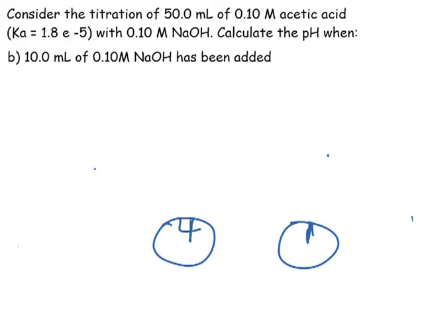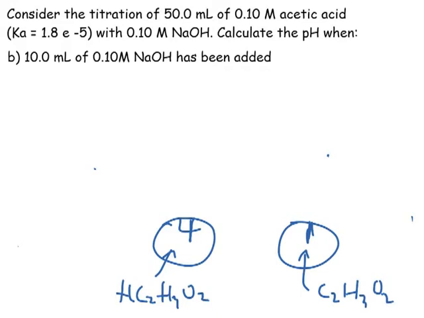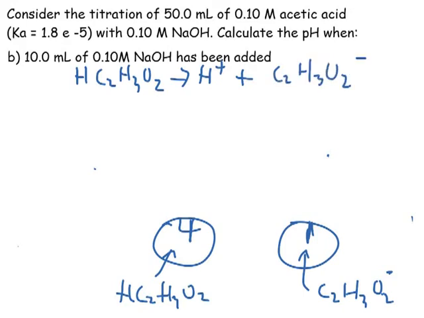Okay, so now that we know how many millimoles of acetic acid we have and how many millimoles of acetate ion we have, we're now much closer to finding the pH. So now we have to set up another ice table. This time we're just going to do the normal acetic acid ionizing. So we're going to have this ionize into H plus and acetate ion. And now we have initial, change, and equilibrium.